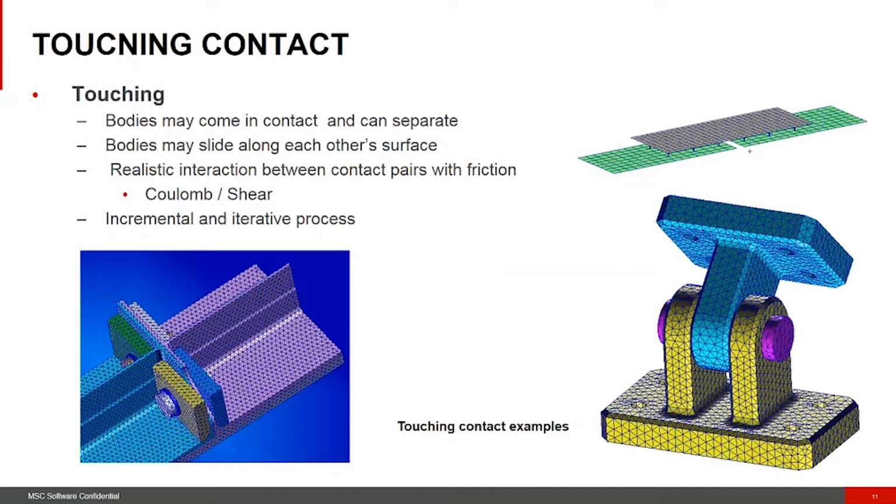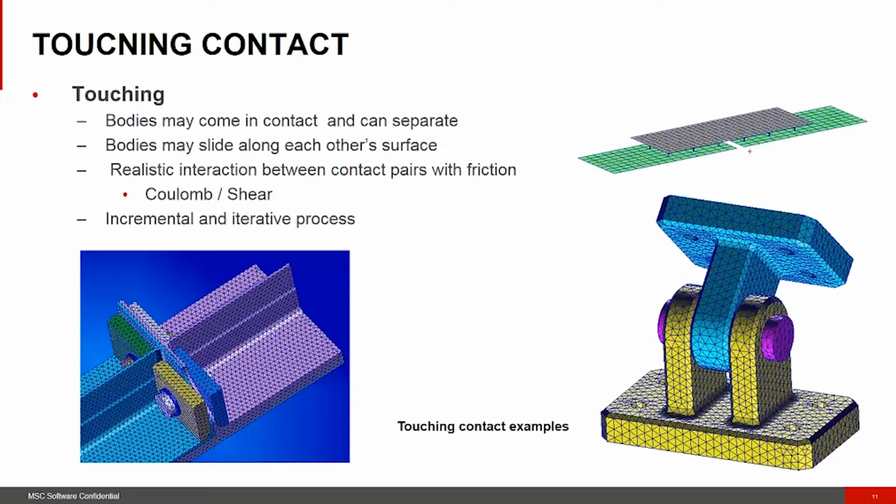Now, we talked about all different types of glue contact. The other type of contact we have is the touching contact, which in this case is kind of similar to general glue, but there is one main difference. Again, similar to general glue, the parts may come into contact and can separate, but there is sliding. So in general glue, we did not have any sliding, but in the touching contact, we have sliding. The parts may slide along each other's surface with or without friction. And in touching contact, you can define friction. We have two different types of friction in MSC Nastran, the Coulomb and shear.